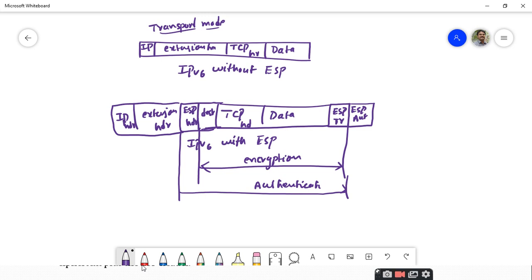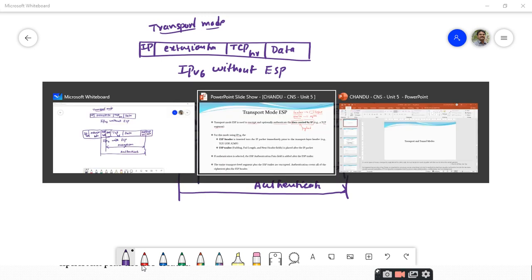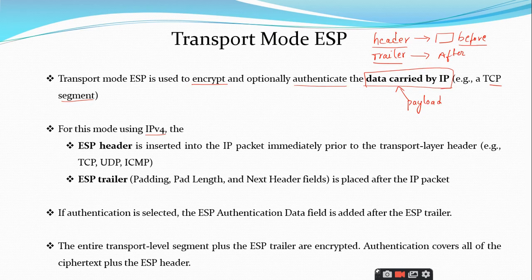The fields that are involved in the authentication are the ESP header followed by the destination followed by the TCP and then data, and then you have the ESP trailer. These particular points are very important. Please keep them in mind, and once we have this clear discussion on the transport mode, let us see what the text is saying now. So, for this mode using IPv4, the ESP header is inserted into the IP packet immediately prior to the transport layer header.